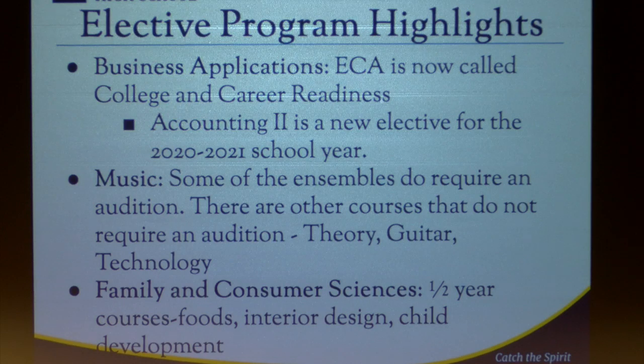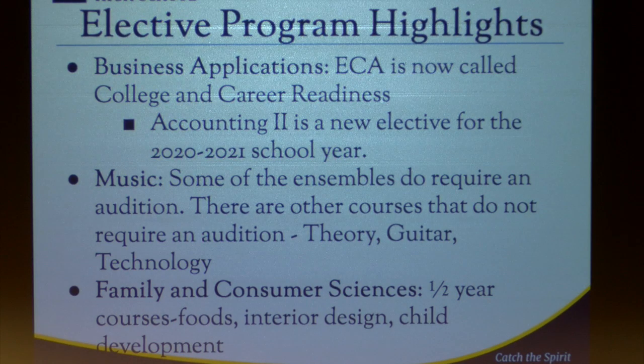Business and computer apps. ECA: if you had a child come through the high school and you are familiar with ECA and you want your child to take ECA, or your child wants that course, it's now called College and Career Readiness. We also have Accounting 2. So once your child takes Accounting 1, they can now take Accounting 2. Our music courses include music theory, guitar, and technology. Some of the ensembles do require an audition, and the music teachers can fill you in on which ones you need to audition for and which ones you don't. You can talk to the music teachers at the high school, tonight, or at the middle school.